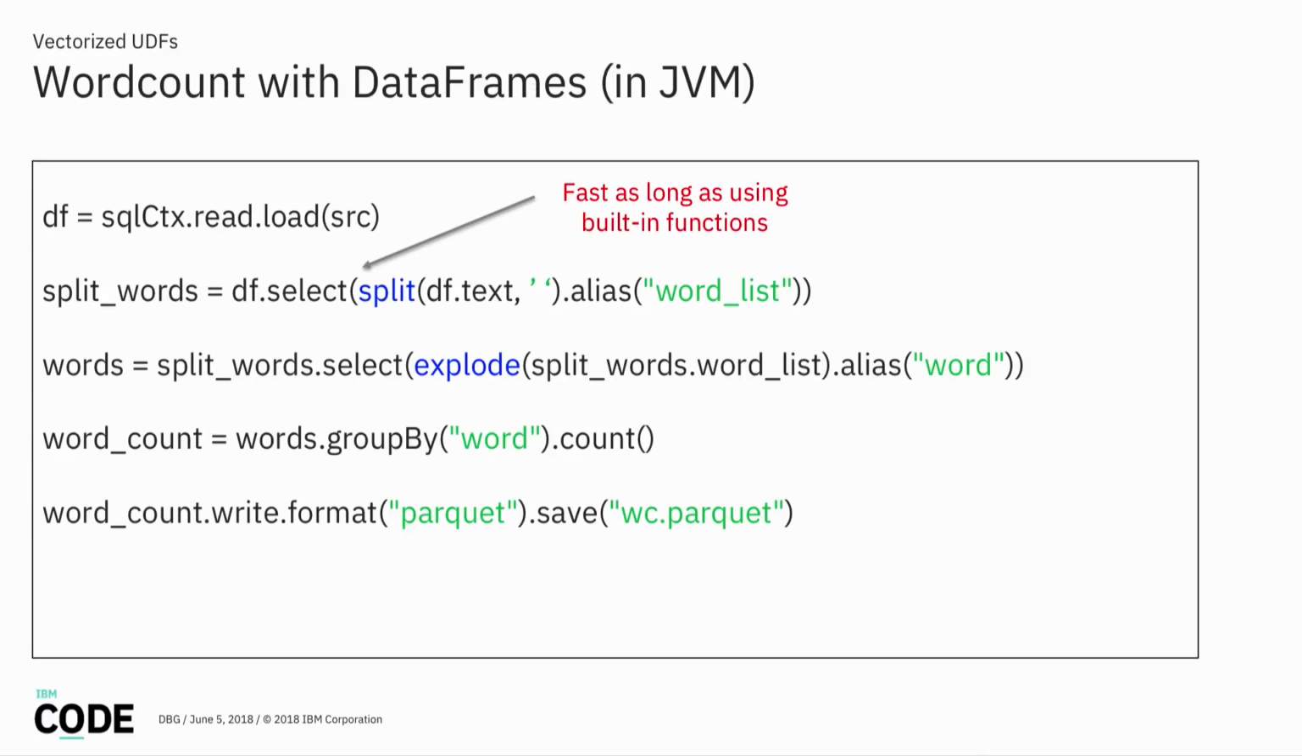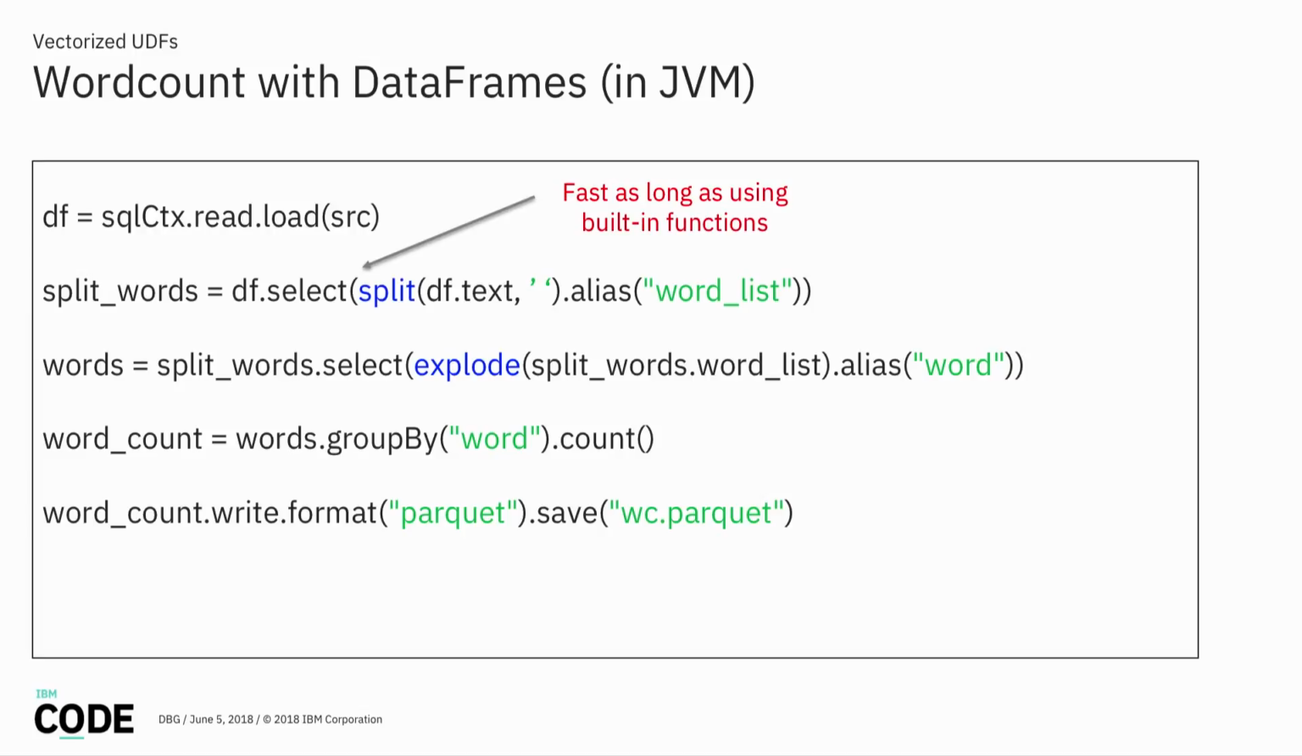So let's look at a word count example using the DataFrame API. This is Python code, and it makes use of these built-in functions that are highlighted in blue, split and explode. And so by doing this, we end up keeping all work done on the JVM. So it's really fast and efficient, and everything's great.